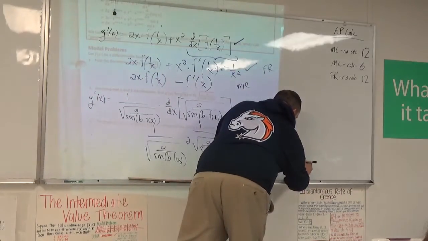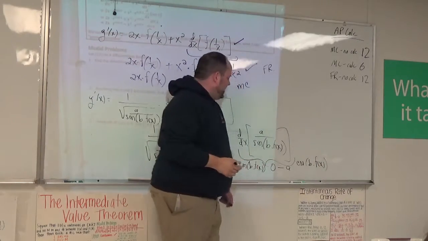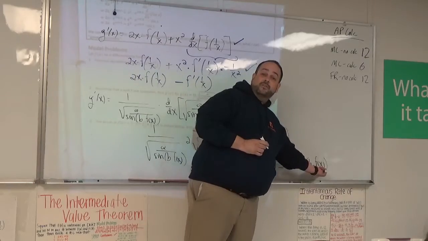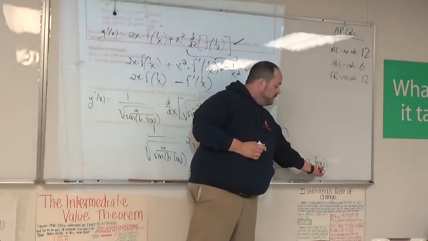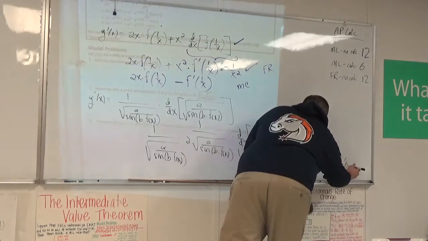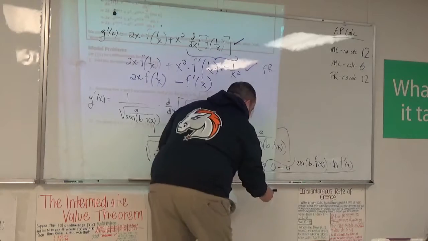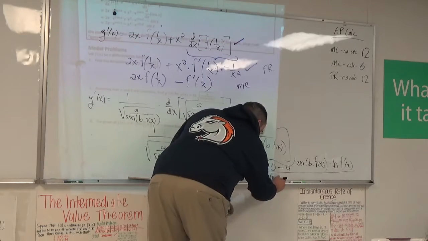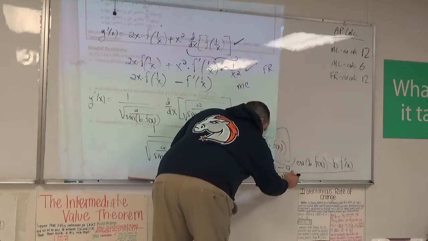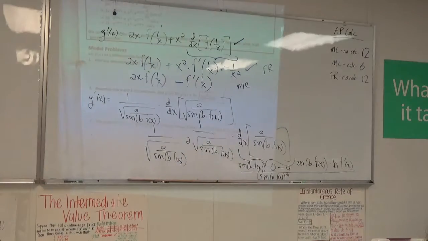Derivative of sine is cosine. So we've got cosine of b times f of x, not done because I need to take the derivative of the inside here. b is a constant. b times f of x is going to be b times f prime of x, all over, oh my God, sine of b times f of x, the whole thing squared. That's your answer.